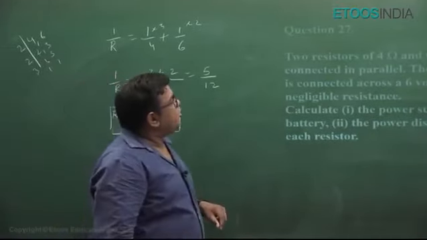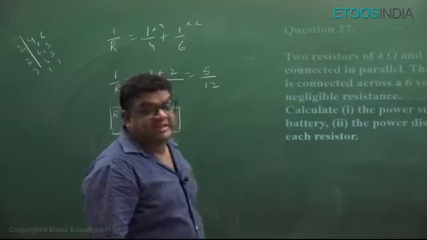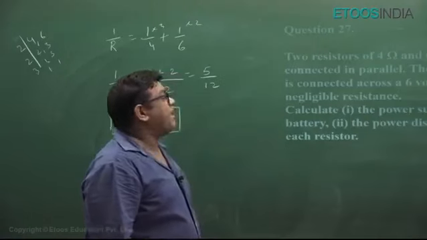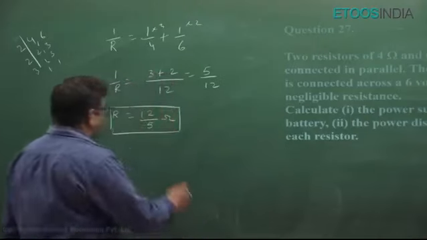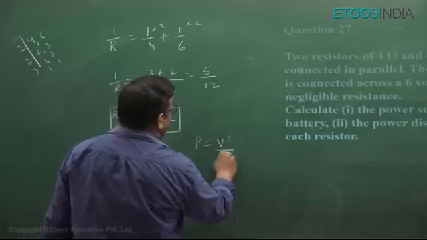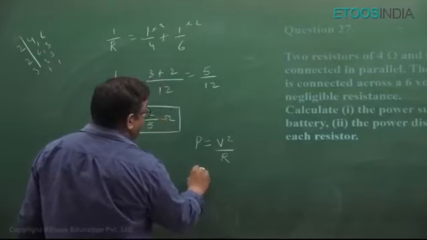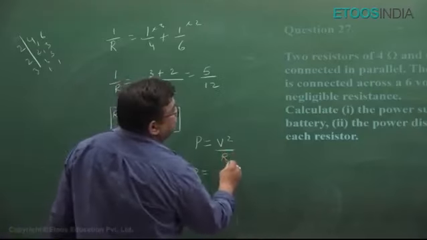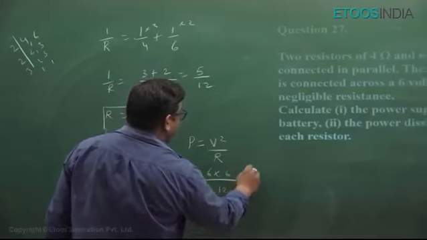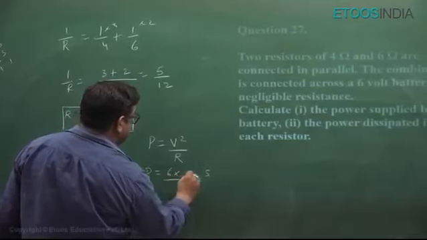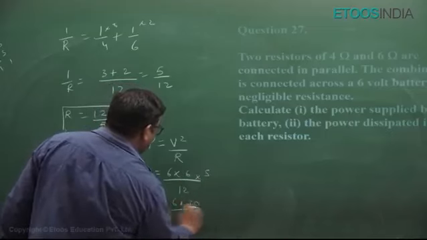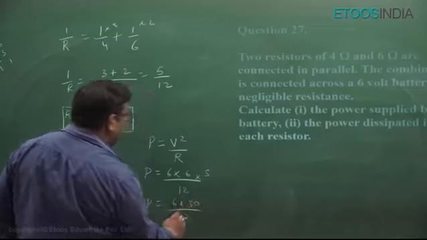Are connected in parallel. The combination is connected across a 6 volt battery of negligible resistance. Calculate the power supplied. We know that in parallel the formula is P is equal to V square upon R. So P will be equal to what? We know that V is 6, so 6 into 6 upon 12 into 5. So the answer will be 6 into 30 upon 12 ohm.